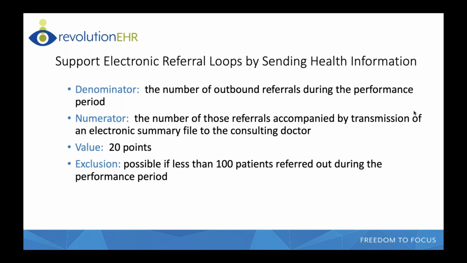The value here starts at 20 points. It could be higher than that. It could be lower than that if you claim an exclusion. The exclusion is possible if less than 100 patients are referred out during the performance period. Now, when you think about this exclusion being possible, especially on an individual basis, think about how many patients you may refer out during a 90-day period of time.